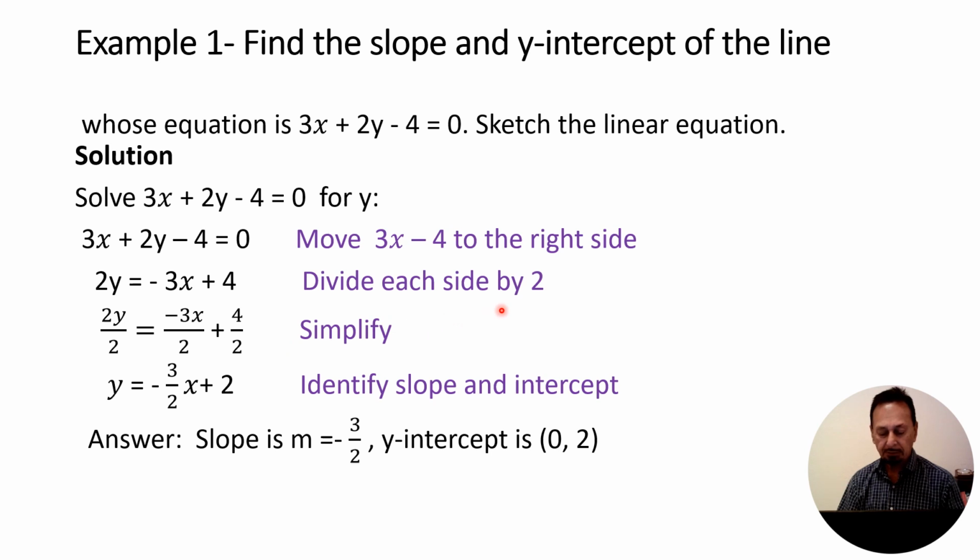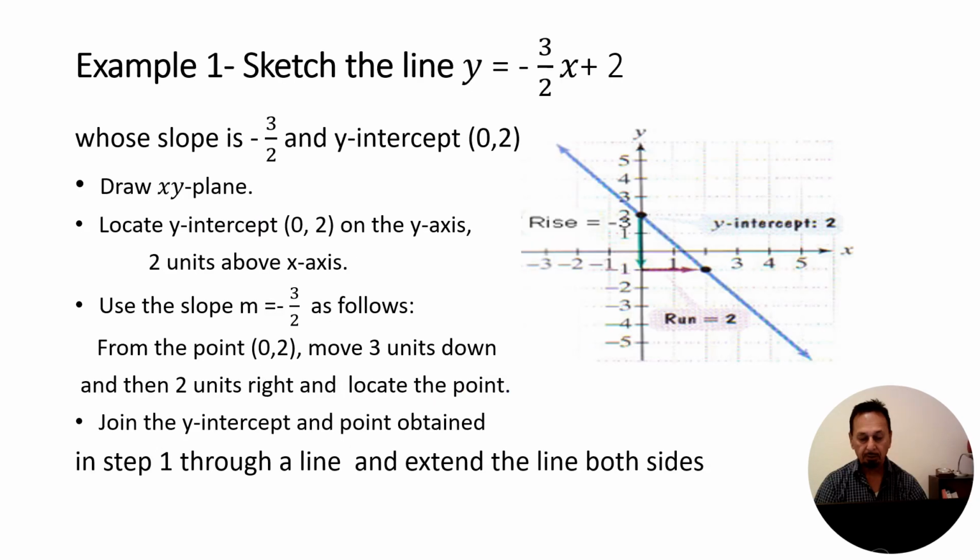Now we divide each side by 2. So we have 2y over 2 equals negative 3x over 2 plus 4 over 2. Simplify. The 2 cancels, and we get y equals negative 3 over 2 x plus 4 over 2, which becomes 2. So the slope is m equals negative 3 halves, and the y-intercept is (0, 2).